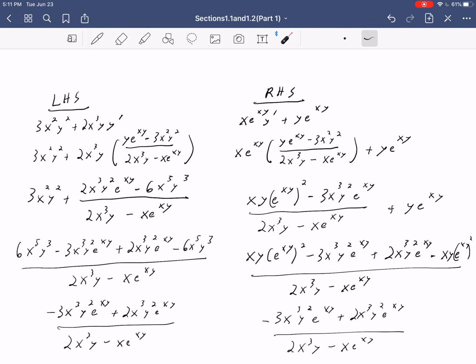Now we understand what it means to be a solution to a differential equation. In the next video, we're going to be talking a little bit about what it means to be an initial value problem for a given differential equation.